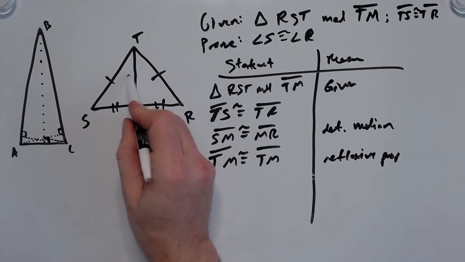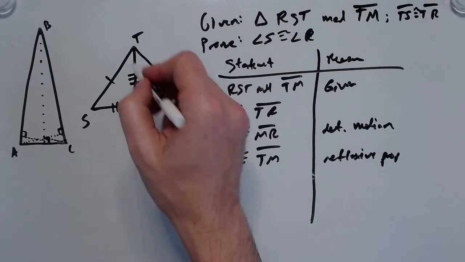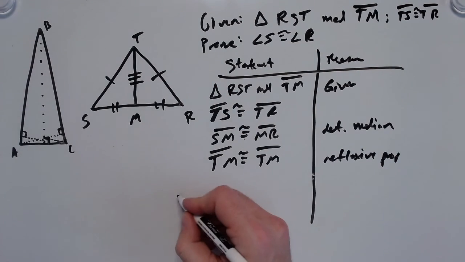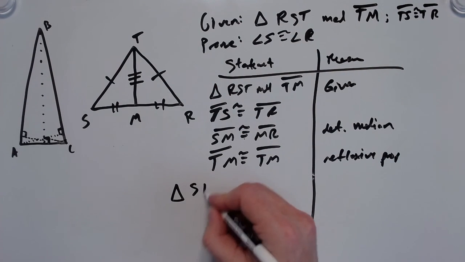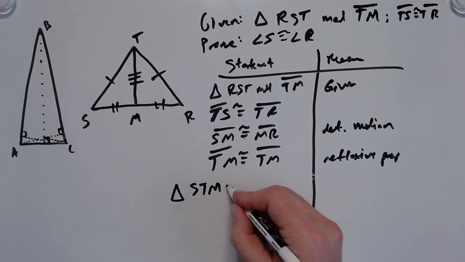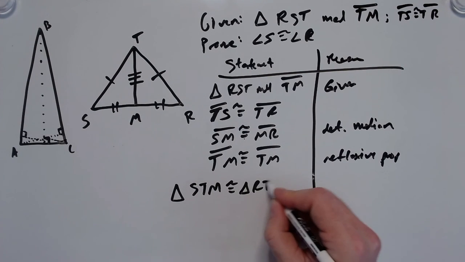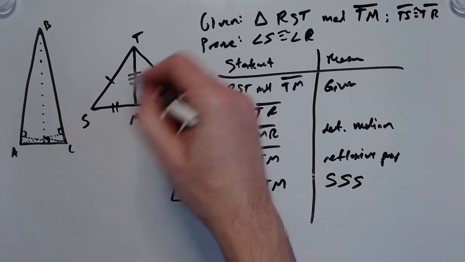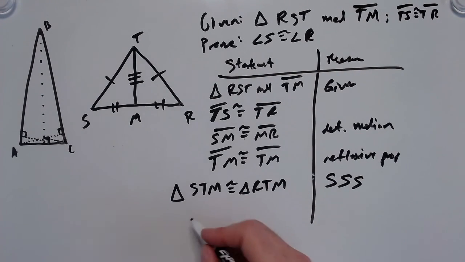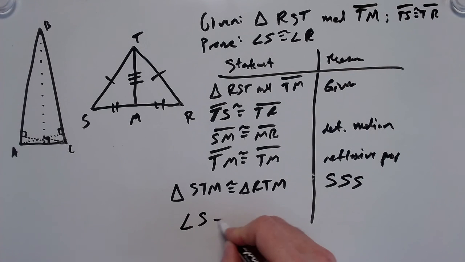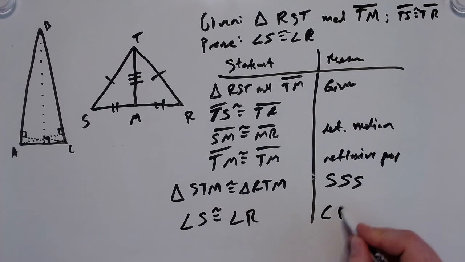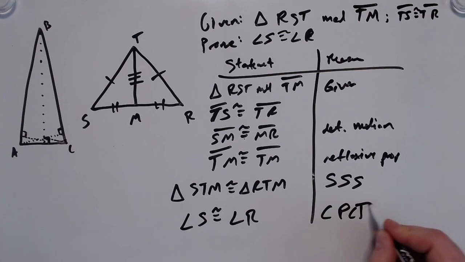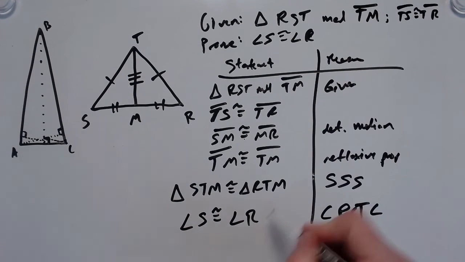So now we have three sides of a triangle and three sides of a triangle. So we know now that triangle STM is congruent to triangle RTM because of the side-side-side theorem. We've got three sides. And now we can say that angle S is congruent to angle R because corresponding parts of congruent triangles are congruent. Yeah, that's right. And we did it.